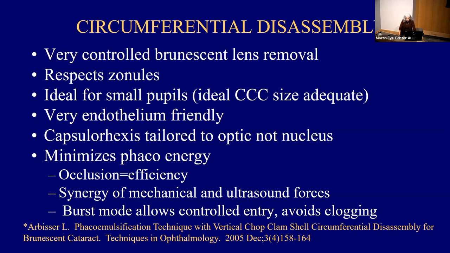What we're all used to using now is a torsional or ellipsoid type of pulse, which has a duty cycle. And the linearity on your foot pedal is related to how much ultrasound power you're going to use. So you're constantly going all the way through. And of course, you're throwing in a lot of longitudinal in a brunescent lens so it doesn't clog, because by definition, you're going to be clogging till you get to enough ultrasound power to take the nucleus away, which isn't a problem in a non-brunescent lens in general.